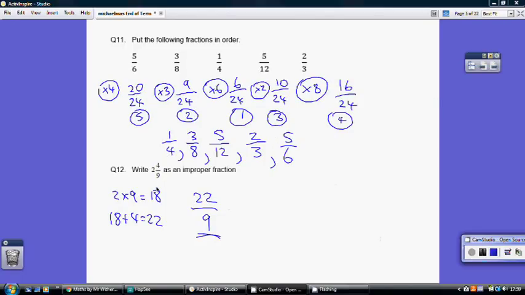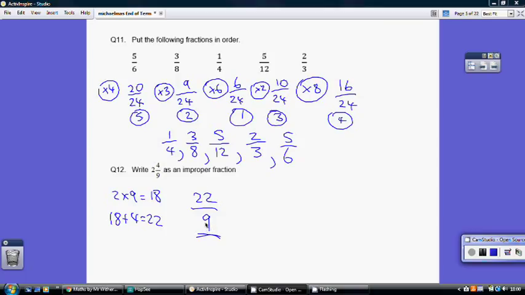Question 12. So we've got to turn 2 4/9 into an improper fraction. That's a top-heavy fraction. Now, doing it the longer way, which is properly understanding it, we need to turn this into ninths. Every whole is going to be 9/9. So if we've got 2 wholes, that's 2 lots of 9/9. So that's going to be 18/9. So 2 wholes is 18/9. Then we've got another 4 as well. 18 plus 4 is 22. So our final answer is 22/9.